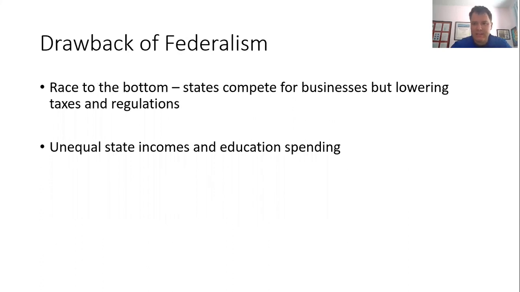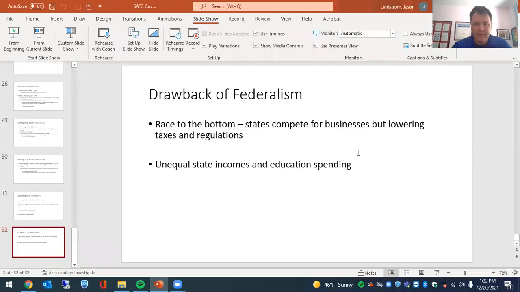The drawback is that states compete against each other for businesses, and so they lower tax regulations and revenues. And then you see unequal state incomes and education spending. Living in Mississippi is going to be different. You're going to have a different relationship with money from the state government and the federal government than, let's say, if you live in New York or Oregon. And so you're going to have some inequalities that way. Hopefully that answers some questions about federalism.